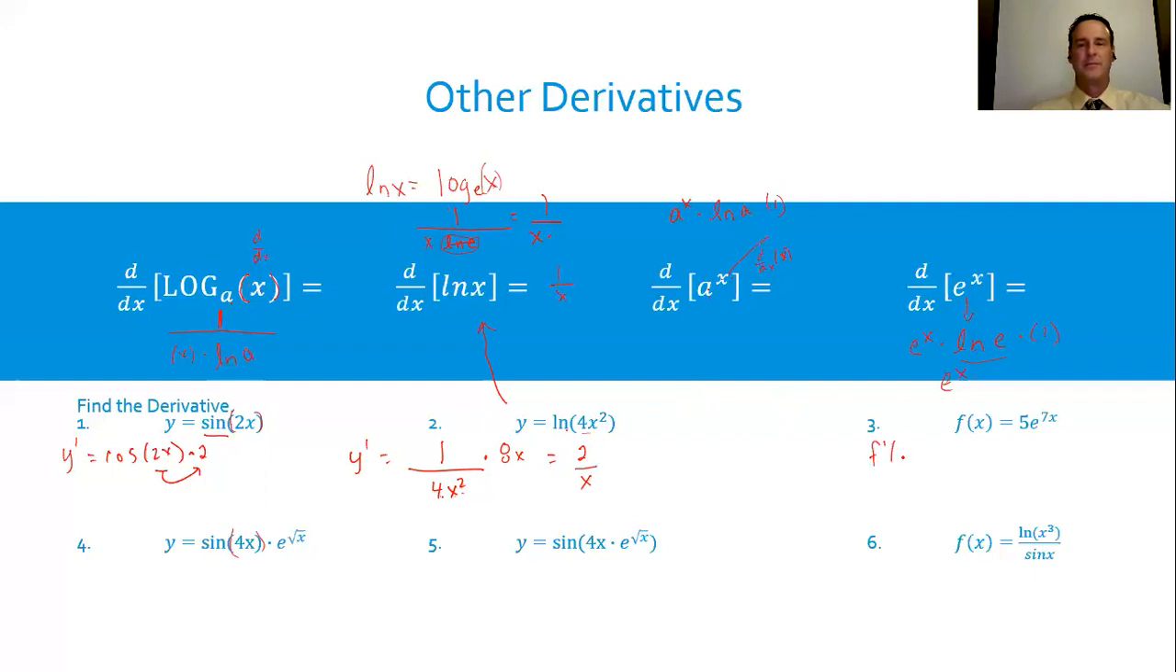All right, third one is an e to the x, one like this. These are my favorite because remember, e to the x's derivative is just itself. So put the 7x with it. However, you've got to multiply it by the derivative of the power. And the derivative of the power is 7. And then typically we would put those together.